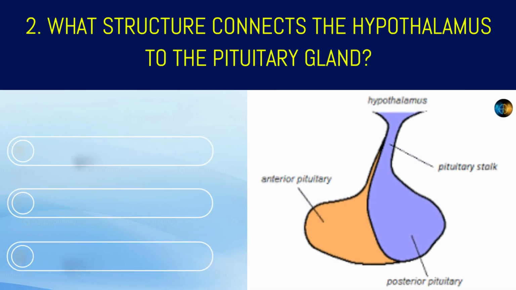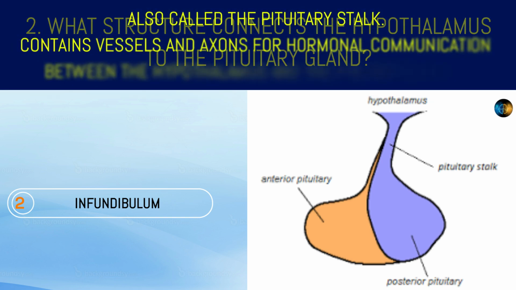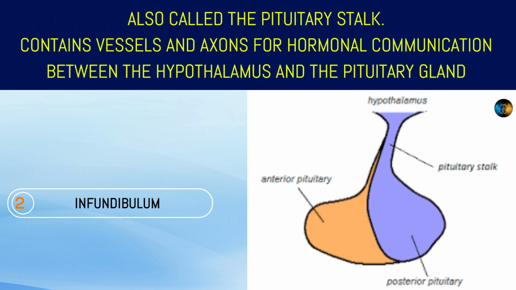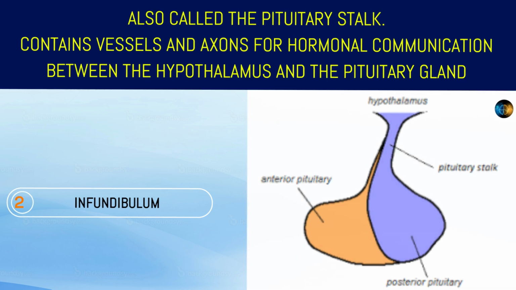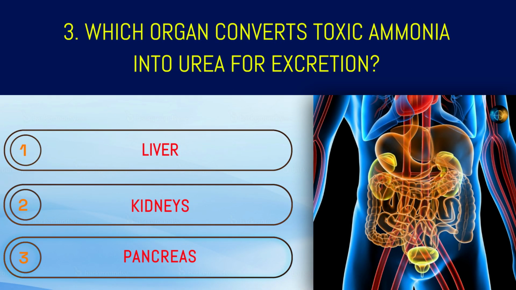What structure connects the hypothalamus to the pituitary gland? Optic chiasm, infundibulum, or corpus callosum? Infundibulum, also called the pituitary stalk, it contains blood vessels and axons that enable hormonal communication between the hypothalamus and the pituitary gland.